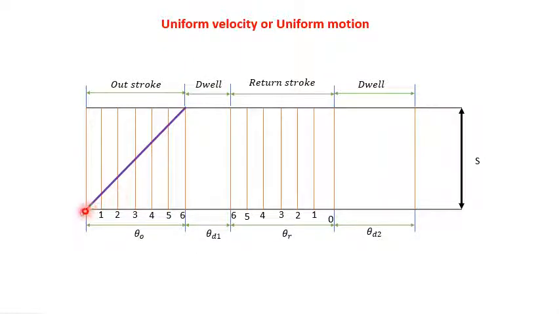It has to start from 0 and end at the corner of outstroke, because this is the rise stroke, right? It has to rise from 0 to maximum position, rise stroke. Therefore we have to draw a diagonal line like this. So this diagonal line is very important.